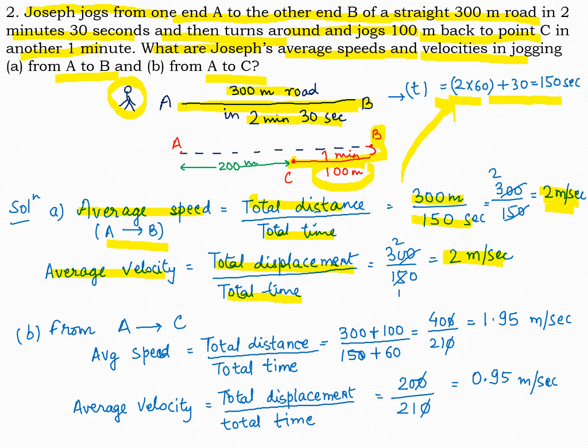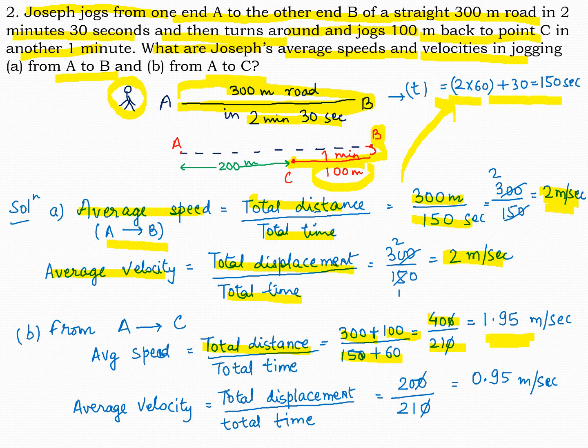Now from A to C, if you see, from A he went to B and then from B he went to C. So here the total distance will be 300 plus 100 and total time will be 150 plus 60, which on solving will give 400 by 210, which is equal to 1.95 meter per second.